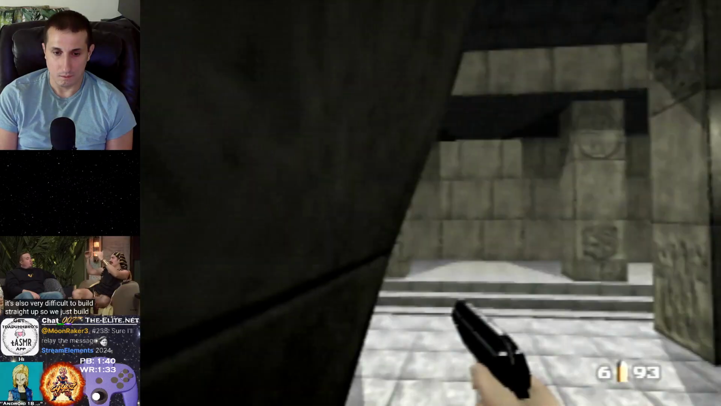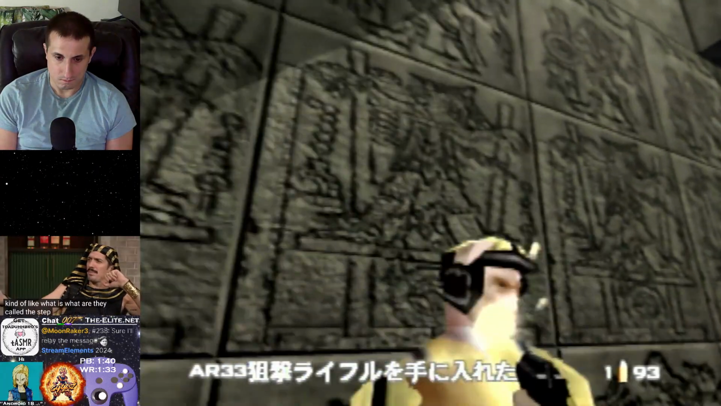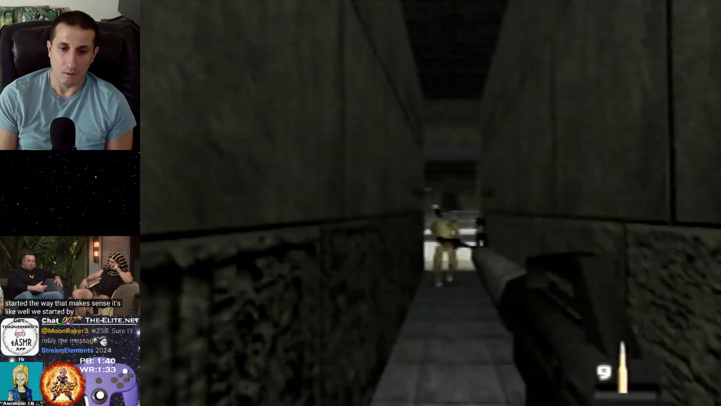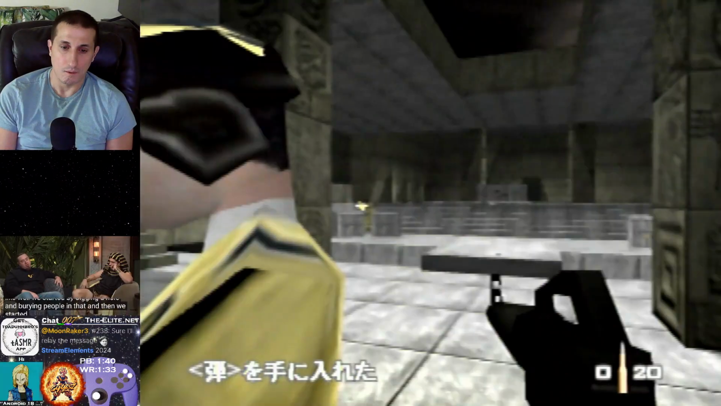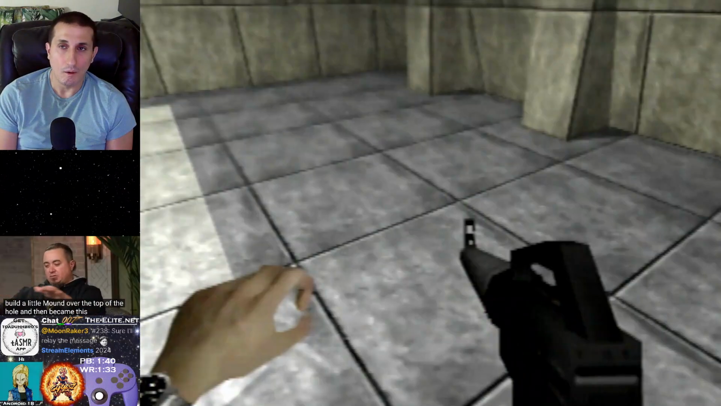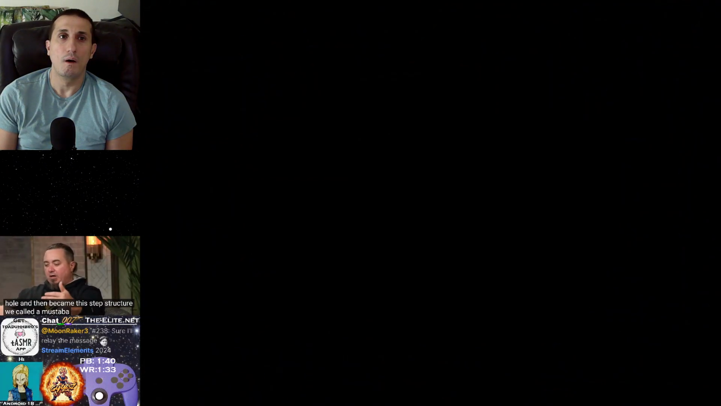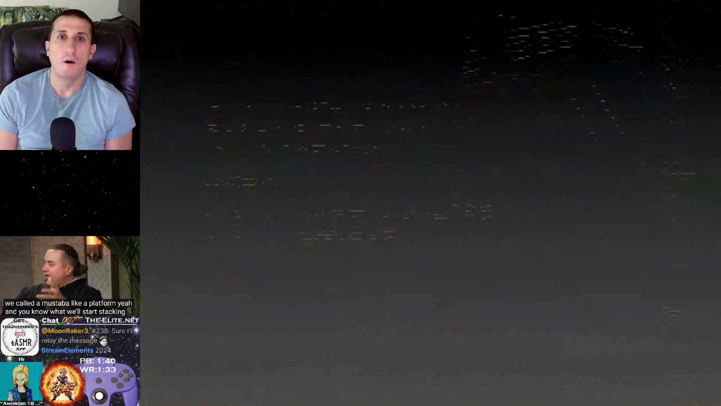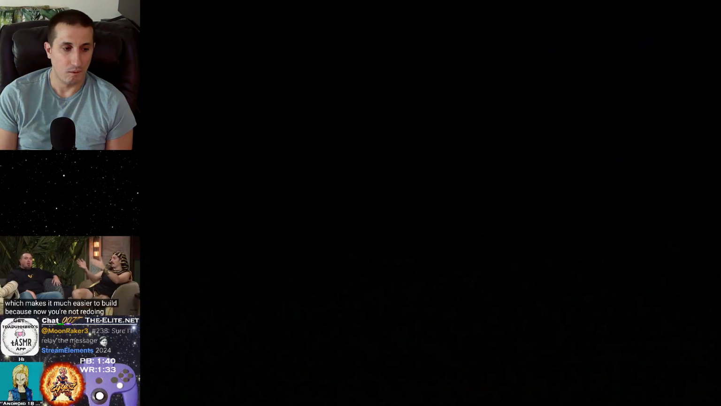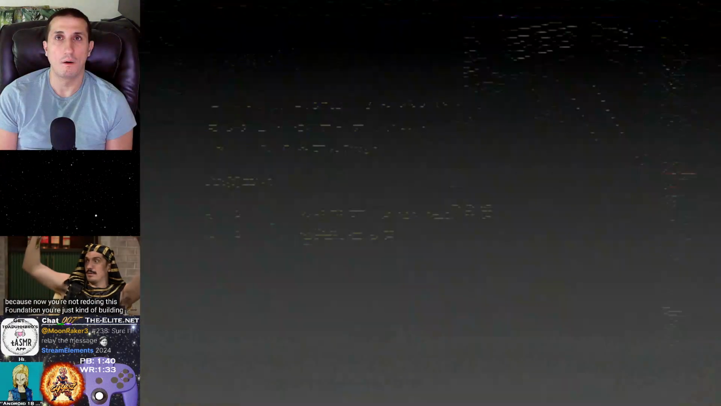So we just build in this kind of, what are they called? The step mastaba. The way they describe it is, we started by digging a hole and burying people in that, and then we'll build a little mound over the top of the hole, and then it became this step structure we called a mastaba, like a platform. And then we'll start stacking these mastabas. And then you see that in Central America, and South America, where there are pyramid structures built on top of pyramid structures. Which makes it much easier to build because you're not redoing the foundation, you're just building on top of it.